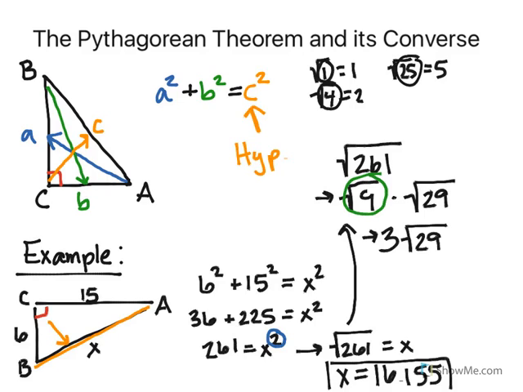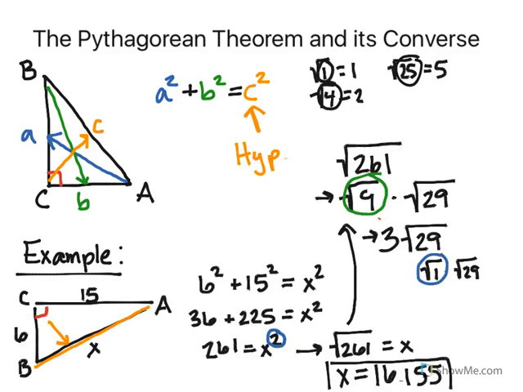What I know about 29, though, is it's a prime number. The only thing I can break 29 down into is the square root of 1 times the square root of 29. And granted, I know what the square root of 1 is. It's 1. But anytime you multiply something by 1, it doesn't change anything. So it's not helpful.